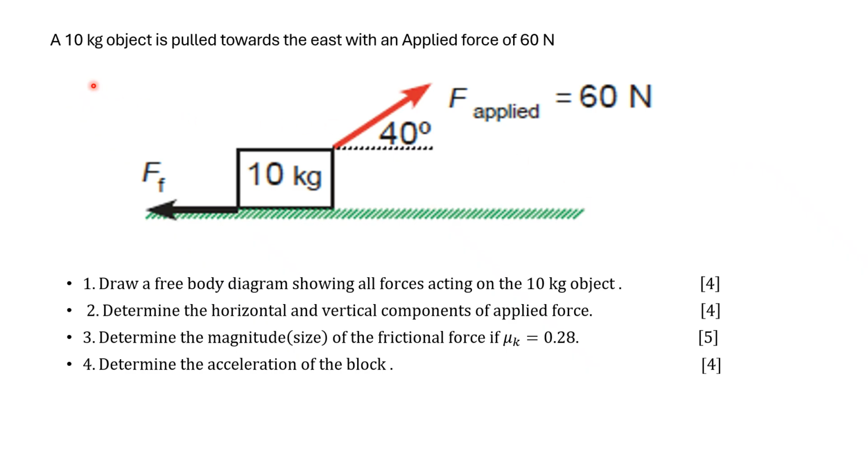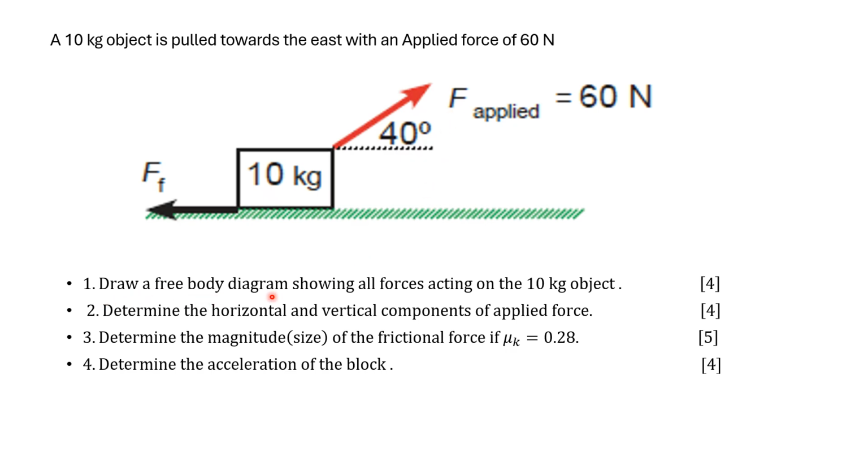The 10 kg object is pulled towards the east with an applied force of 60 newtons. So there, we're applying a force while pulling this 10 kg object. We will always have friction that acts against the 10 kg. First question, generally, even if they don't ask it, get in the habit of doing it. It will allow you to understand in which direction my forces are working in the X and the Y direction to ensure we can simplify it.